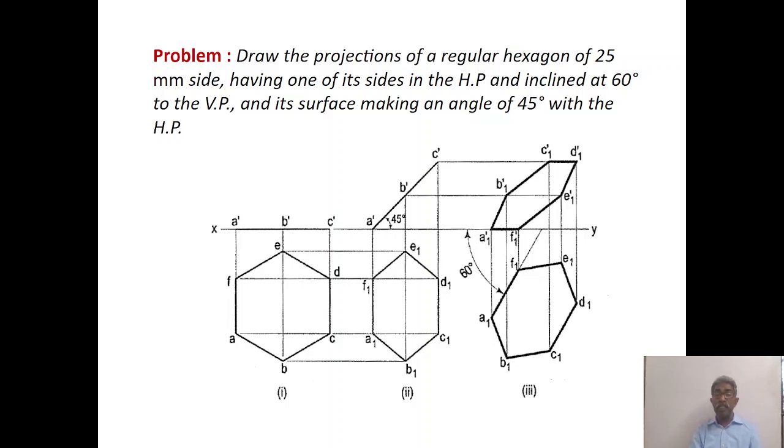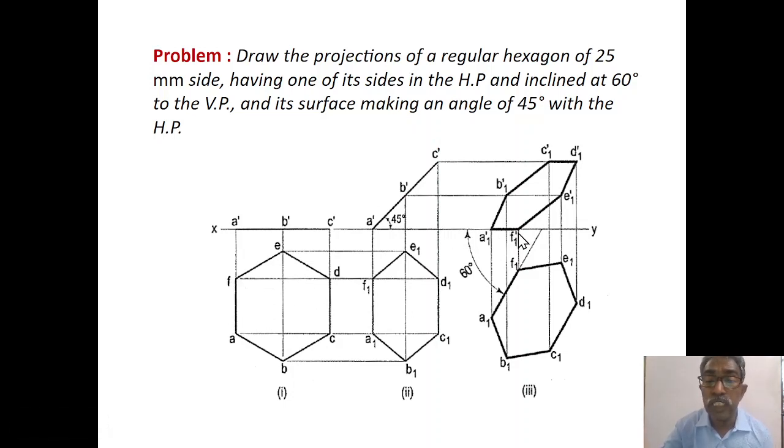When the plane is inclined to one plane and perpendicular to the other plane, you get a reduced figure in one of the views. And when the plane is inclined to both the horizontal plane and the vertical plane, then you get the reduced figure in the front view and the top view. Or even you can check the given data. One of the sides is given in the horizontal plane, here particularly the side over the EF.